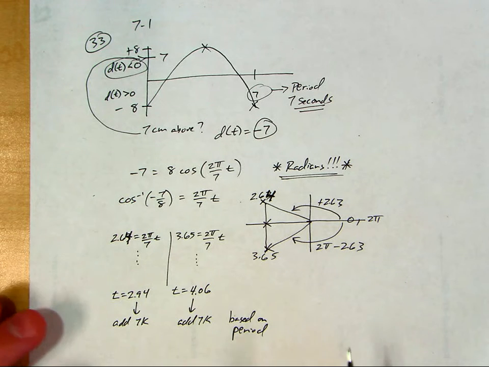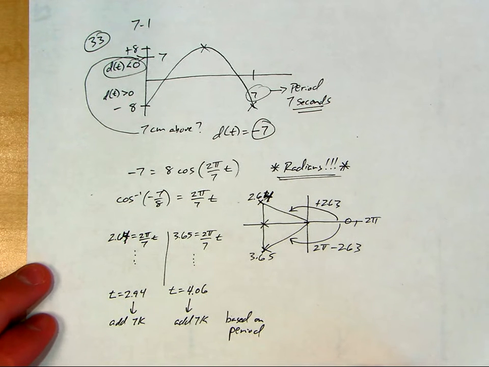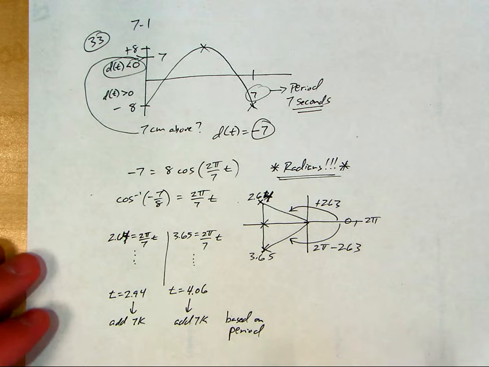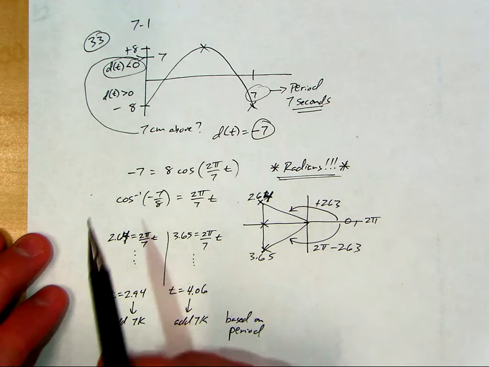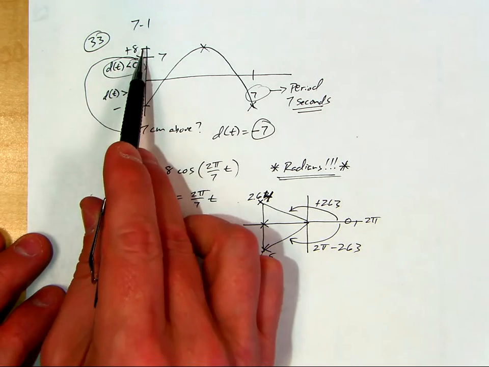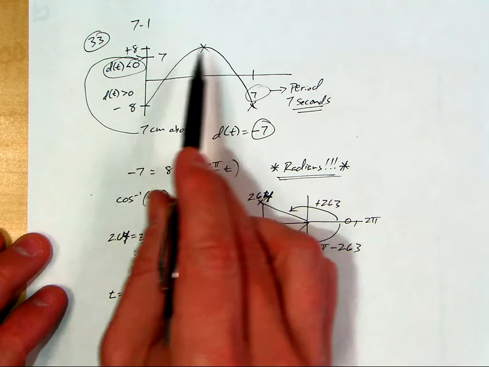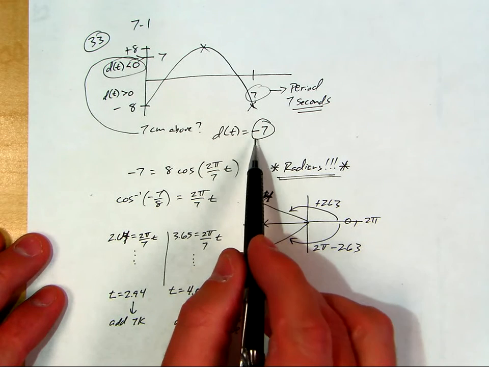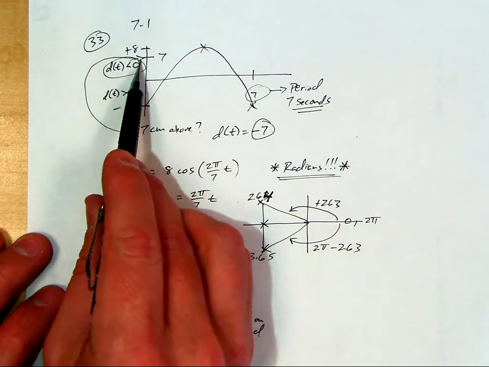Okay, I'm recording a real quick video to support the second problem-solving problem on the 7-1 problem-solving time. They went through a spring problem. The spring was 8 centimeters below to 8 centimeters above, and the period took 7 seconds. They wanted to know when it was 7 centimeters above.